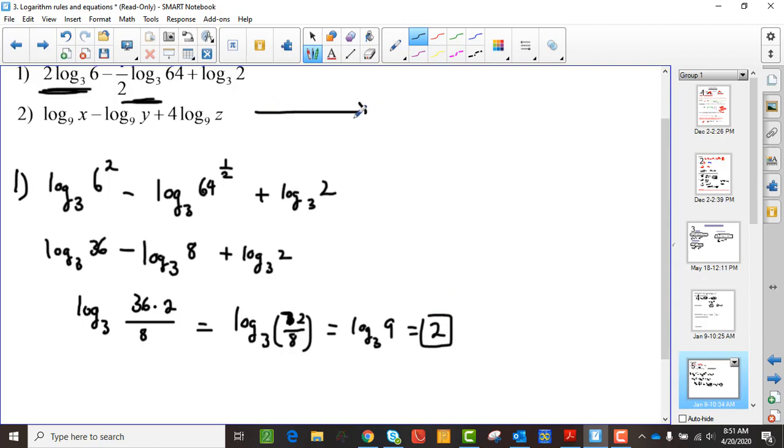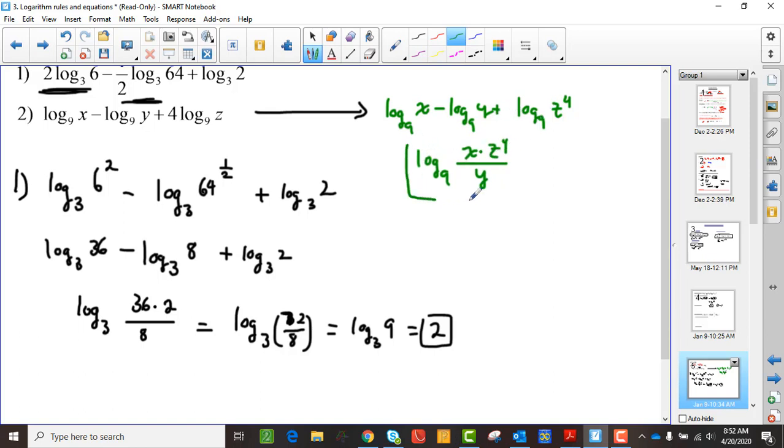Okay. This guy's a little bit different. I'm just going to do him right here because it won't take as long. I have log base 9 of x minus log base 9 of y. And then I'm going to bring up that power, so log base 9 of z to the 4th. And then all I can do from there is just write it. If I'm subtracting, I'm dividing, so I'm going to divide by y. And then if I'm adding, I'm multiplying. So it's times z to the 4th.